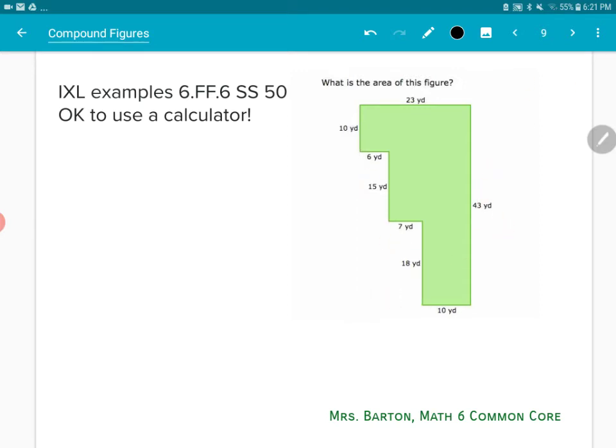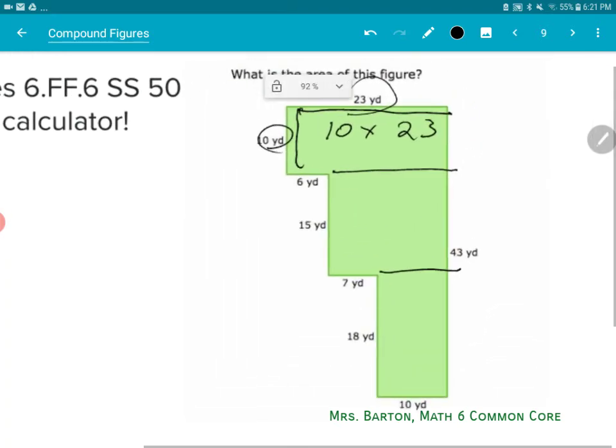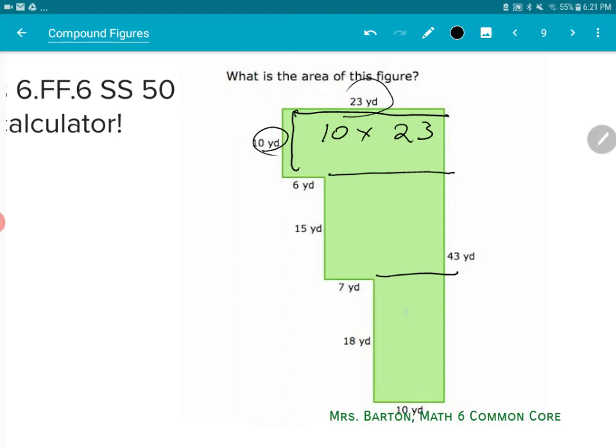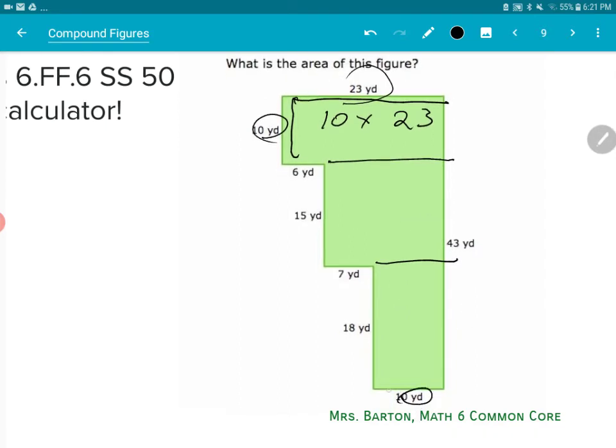So let's just start by chunking it up horizontally. This is a 23 by 10. This length is 23, this length is 10, this is a 10 by 23. Rectangle. Zoom in. Let's look at the bottom, what we have here. We have 10 yards, this length, and the side dimension is 18. This is an 18 by 10. Okay, this is a 15. That's pretty clear. That side is 15.